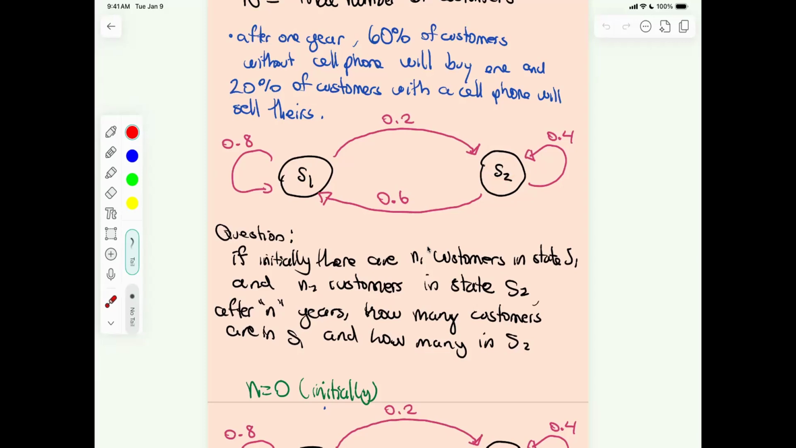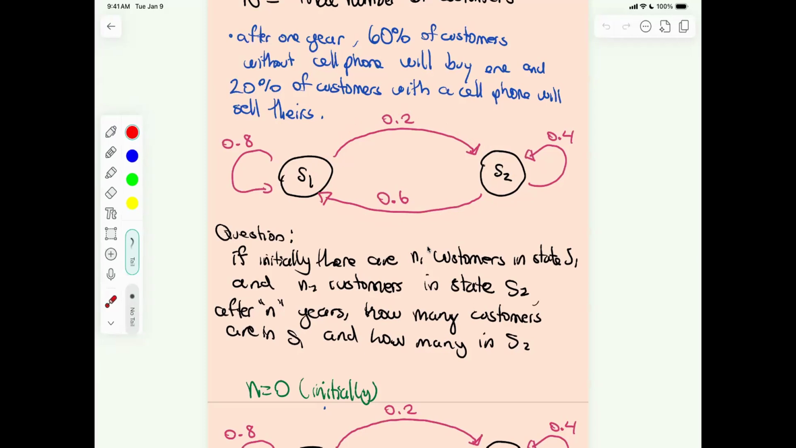And the idea is that by the end of a year or a month, whatever unit of time you're using, 20% of those with a cell phone will sell theirs and become without a cell phone, and 60% of those without a cell phone will get one. So that's how the model is supposed to run, and every year it is the same rules. By the end of each year, it's always the same proportions that make the same economic decisions.